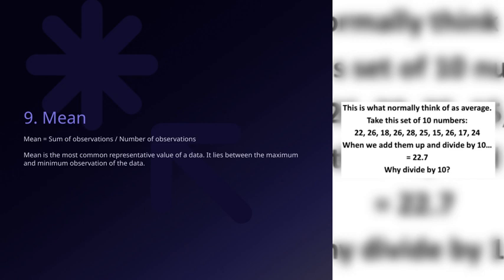Now, the importance of the mean is that it gives us a single value that represents the data set as a whole. It's especially useful because it balances the data, meaning it lies somewhere between the maximum and minimum observations. This makes it a very intuitive and widely used measure, helping us understand the overall trend or typical value in our data set. As we move forward, keep in mind that the mean is a cornerstone concept because it connects individual data points to the bigger picture.